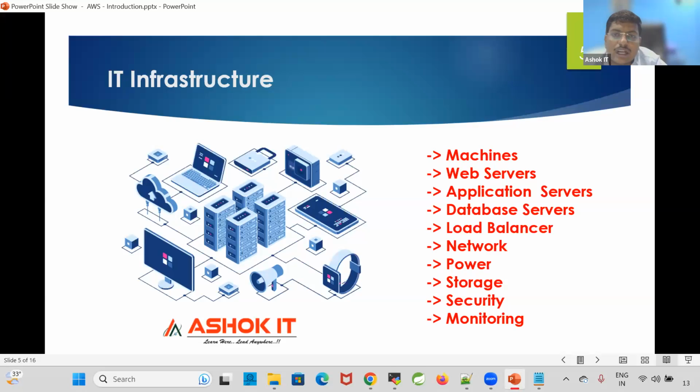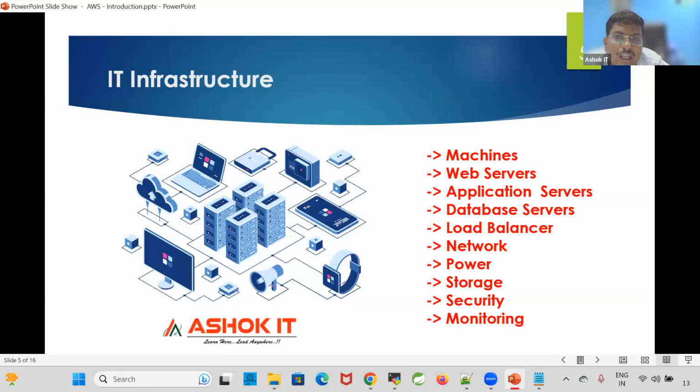So if you want to start one software company, that is not easy. A lot of infrastructure is required to run one company. The infrastructure that is required to run our company is called IT infrastructure. So what infrastructure is required? We need machines, web servers, application servers, database servers, load balancers, network, power, storage, security, and monitoring.